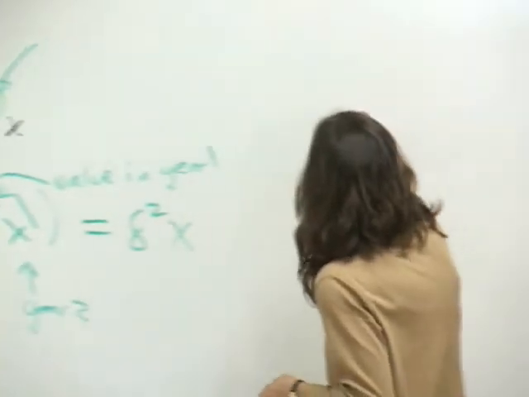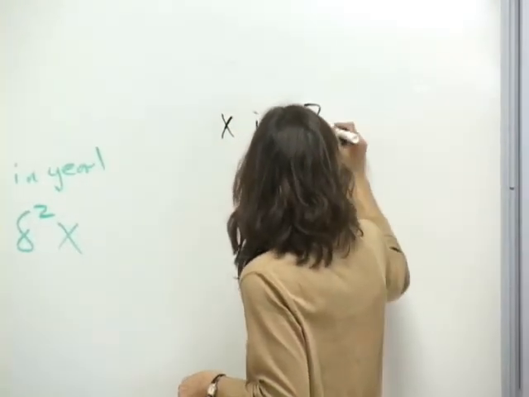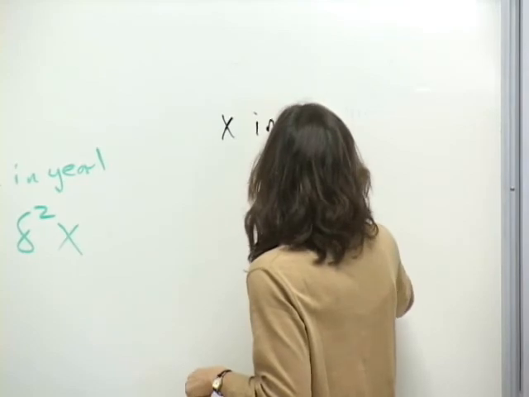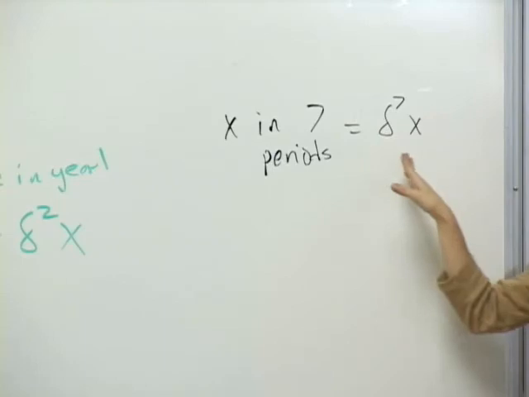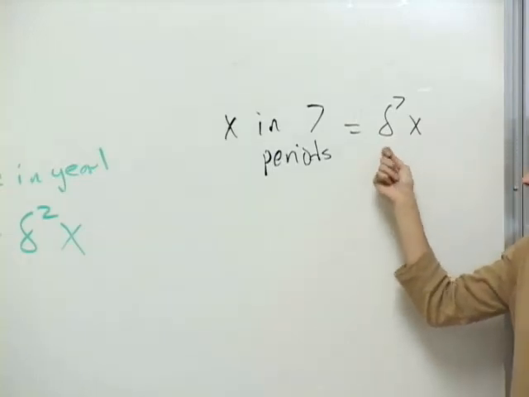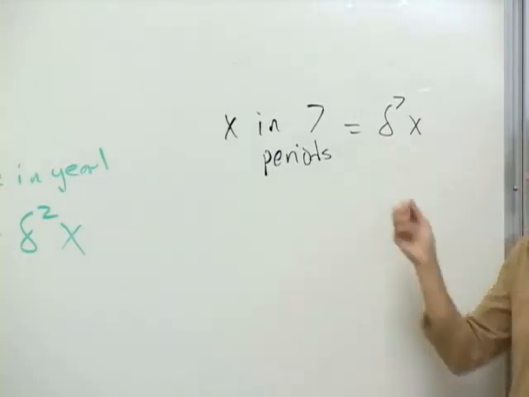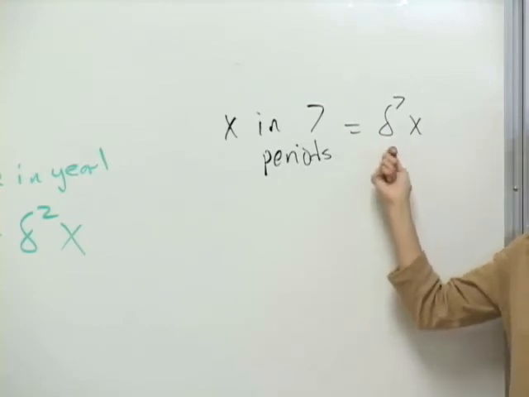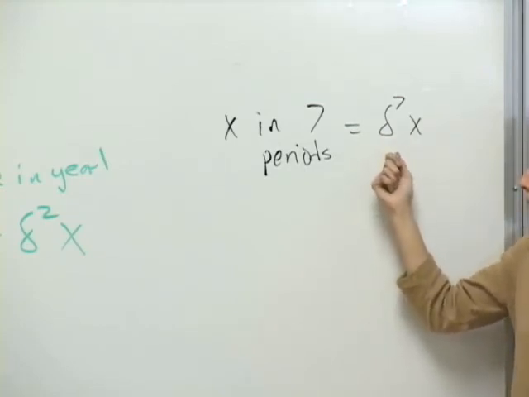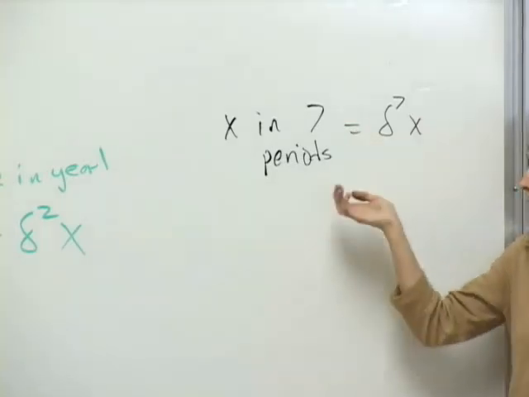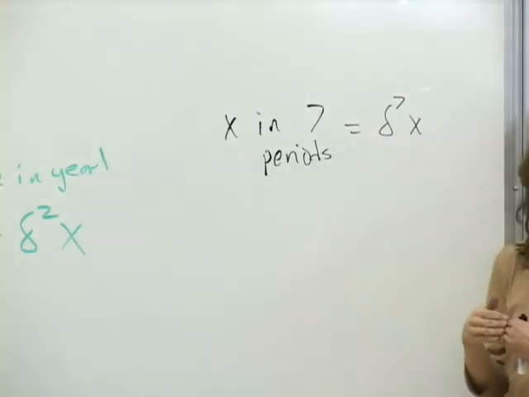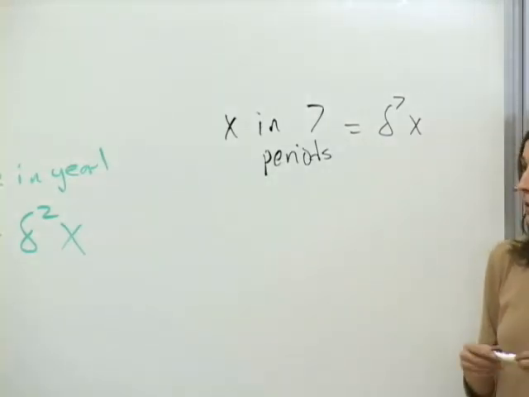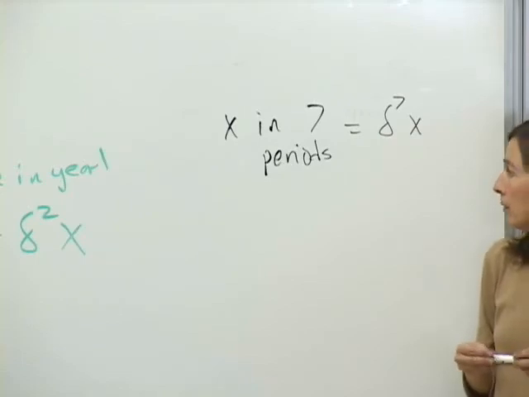Okay. If it's x in 7 periods, it's delta to the 7th power times x. And if you just think in your head about numbers less than 1, when you start multiplying them together, they can get very small very quickly. Okay? So once you get 7 periods out, those benefits for many discount factors are going to be real, real small compared with what you've got today. Okay?